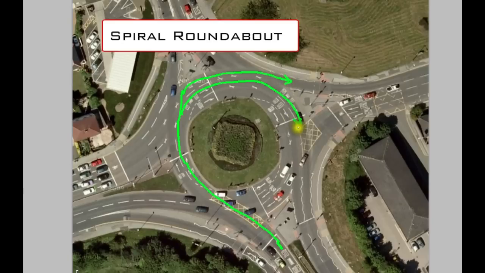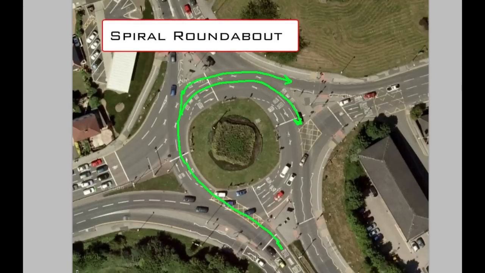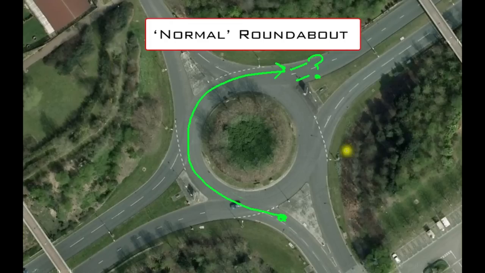So on spiral roundabouts, it's much more obvious where you're supposed to go, because if I zoom in a little bit, you can see there's markings and directions on the floor that actually spiral you to the correct exit as long as you follow the signs. So that's for another video really, the details on there. We're going to go back to our normal roundabout.